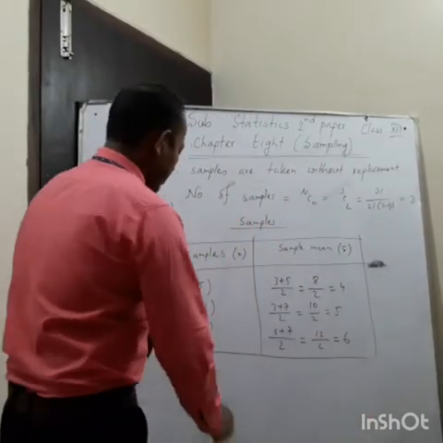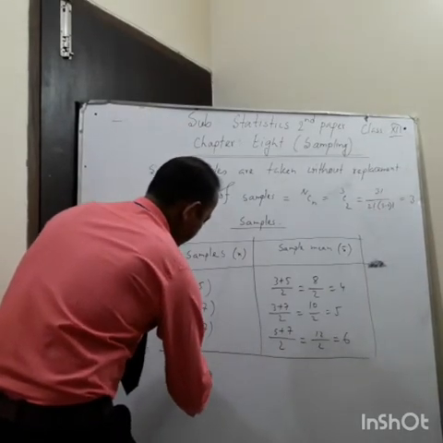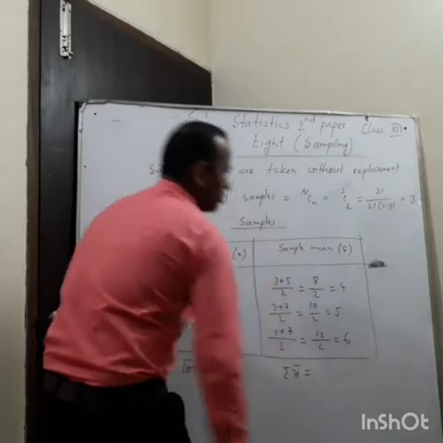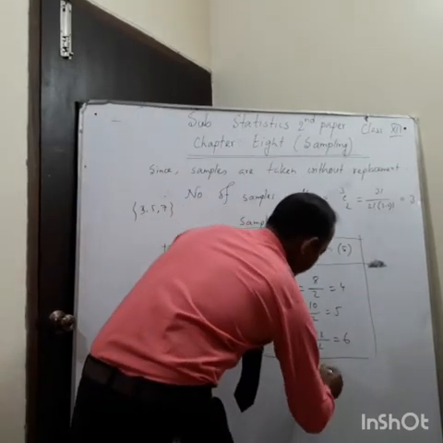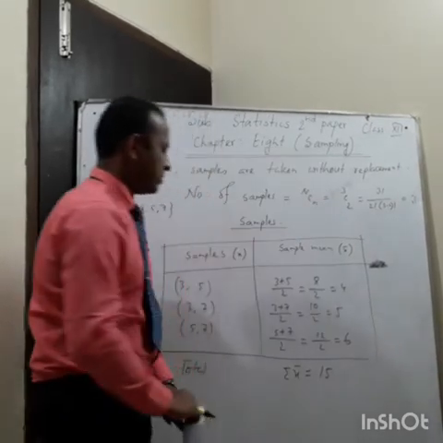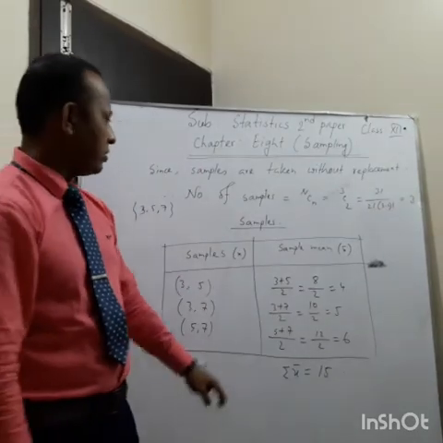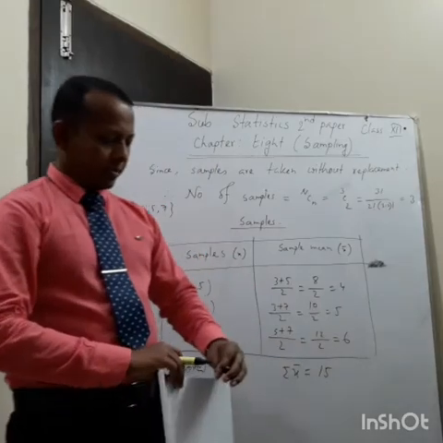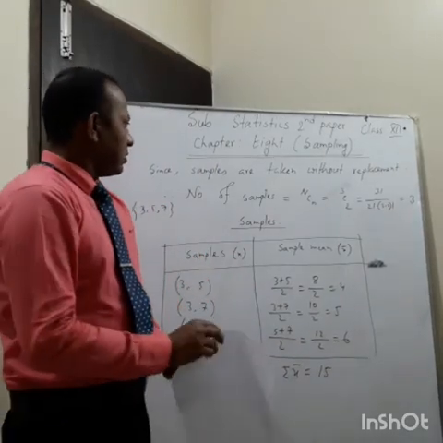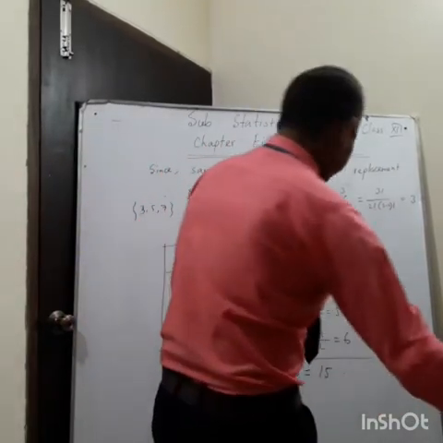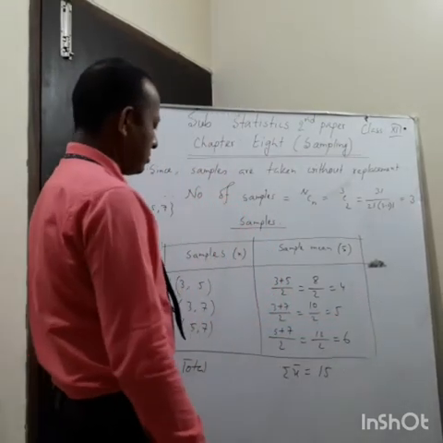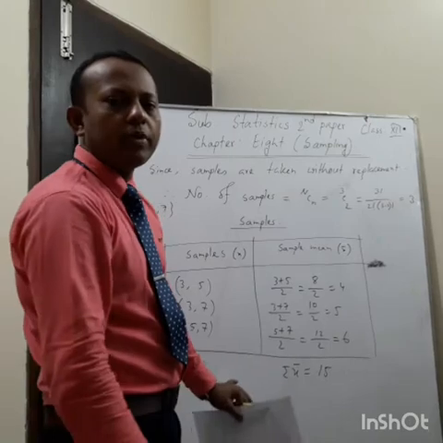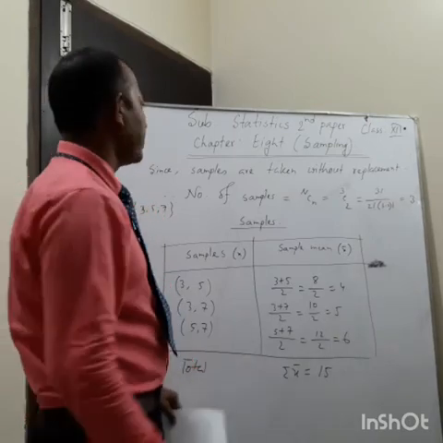Now total summation x bar equal to 15. The summation x bar equal to 15, that is 4 plus 5 plus 6 equal to 15. Now we get summation x bar. We also determined capital X bar.